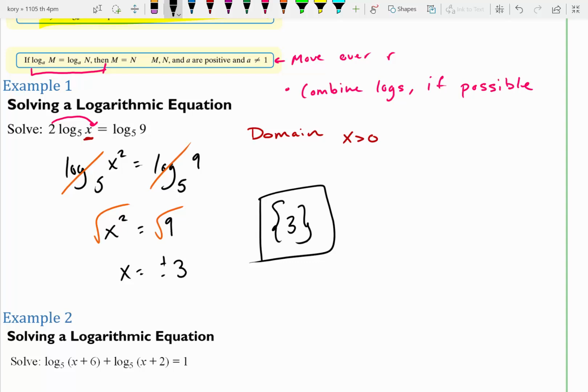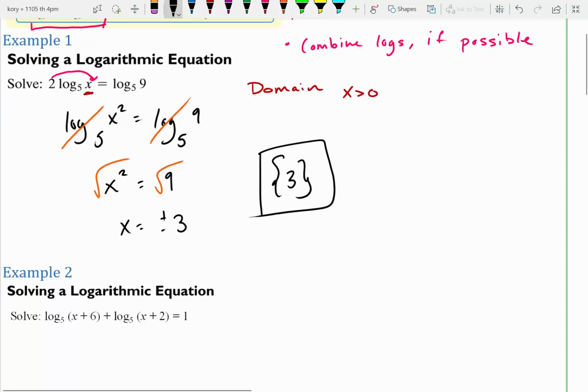All right, any questions for me? Doing okay so far? All righty. Example 2.